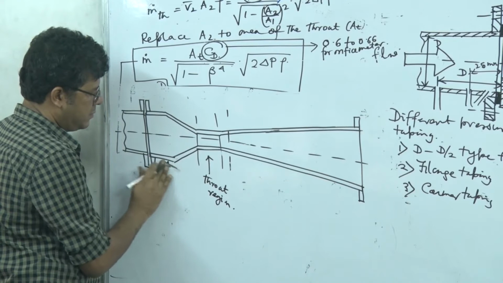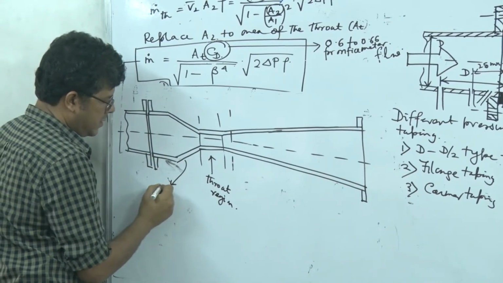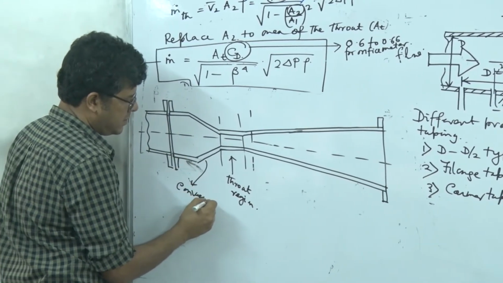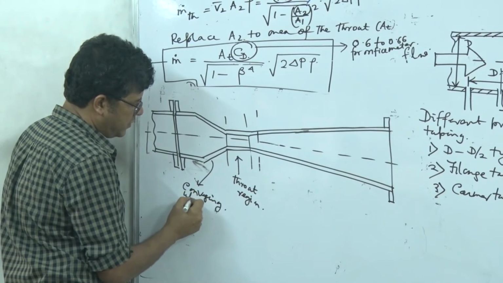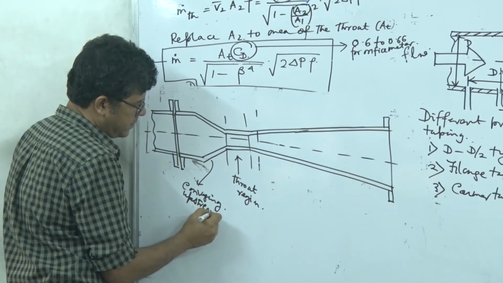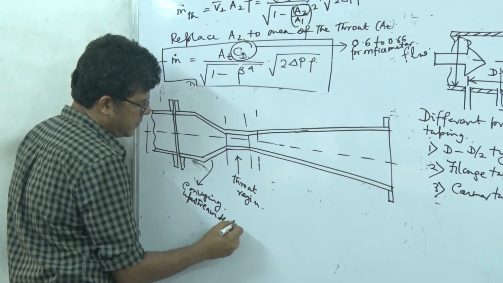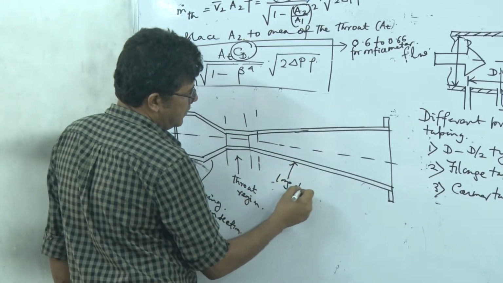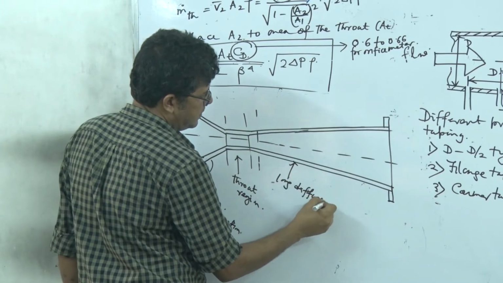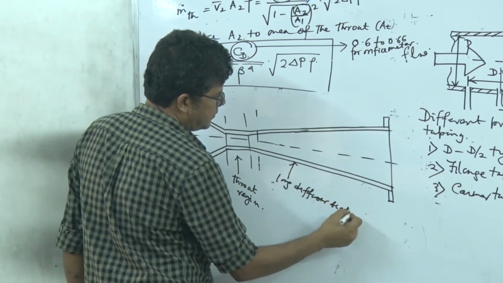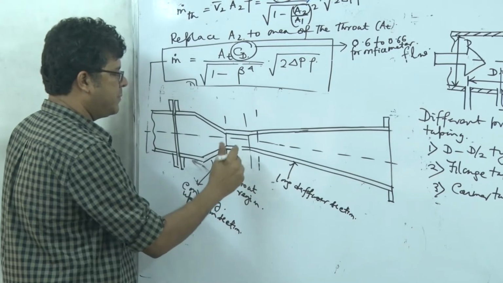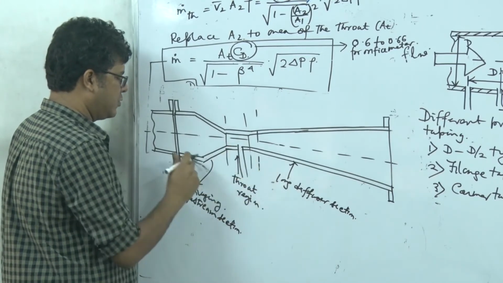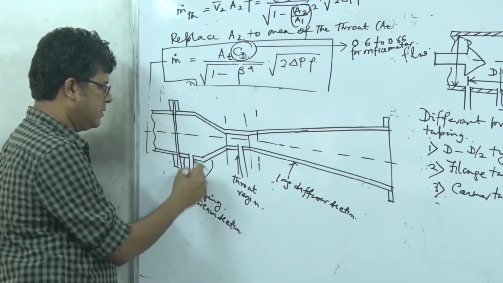This is the converging upstream section, and long diffuser section, right? Now we put the pressure tap, one at the throat and another here.